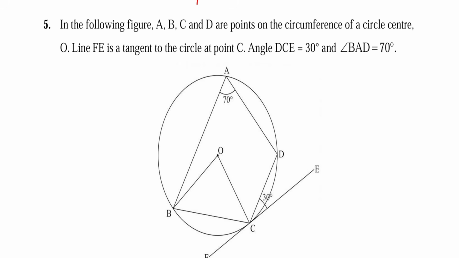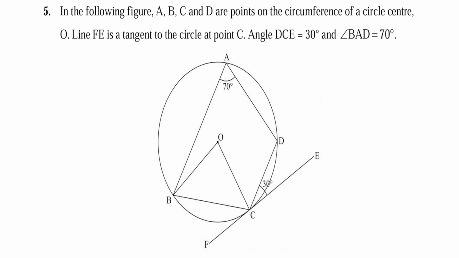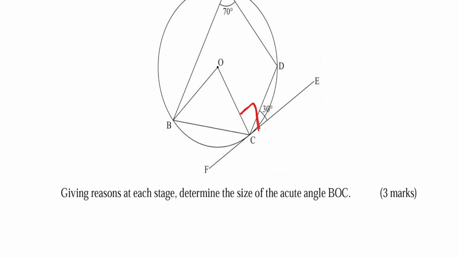So let's work it out and then we'll give out reasons. It's no problem for those. So above is 70 degrees, right? What's the first thing that we need to do? If you look at it, the first thing you should observe is this angle here. If you want to get angle OCD, you take 90 minus 30, which gives you 60.